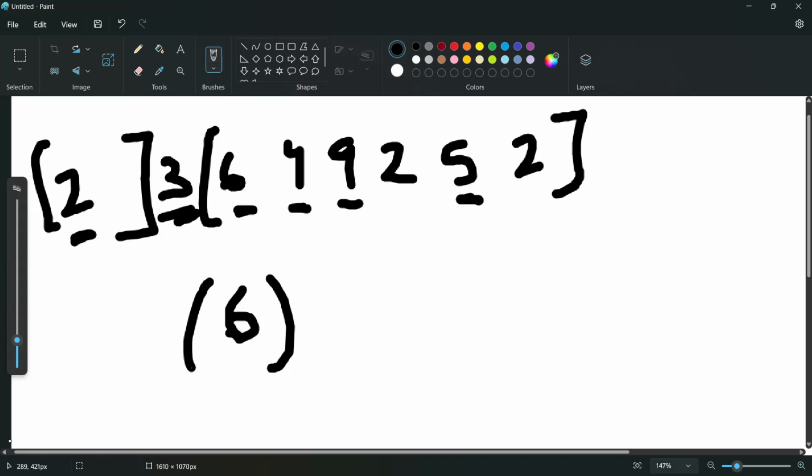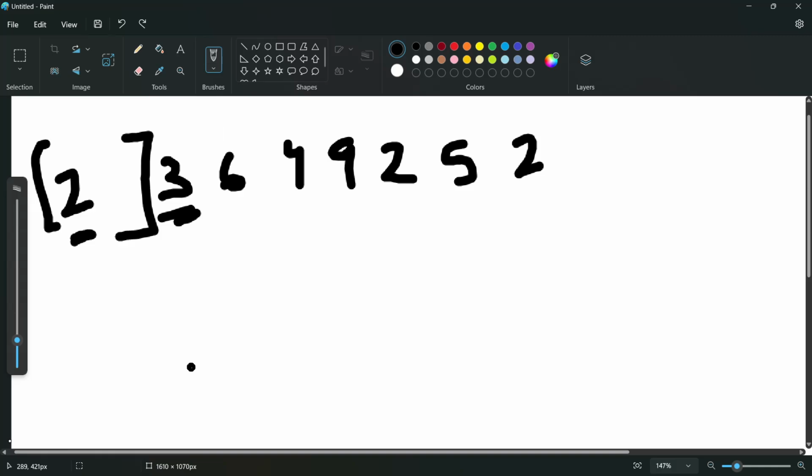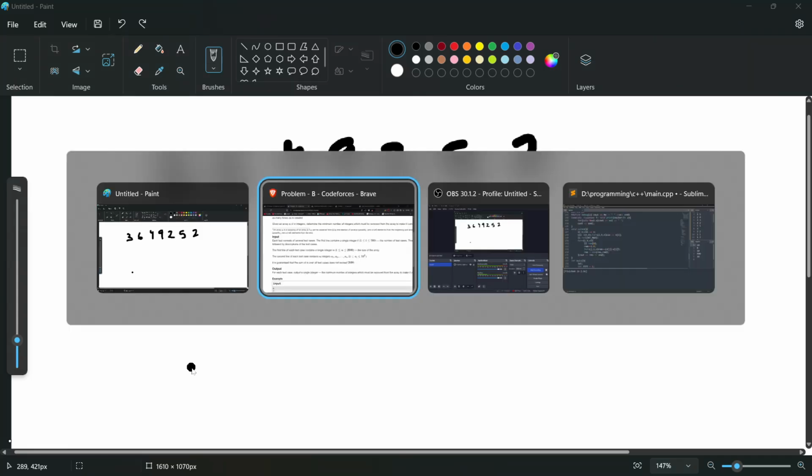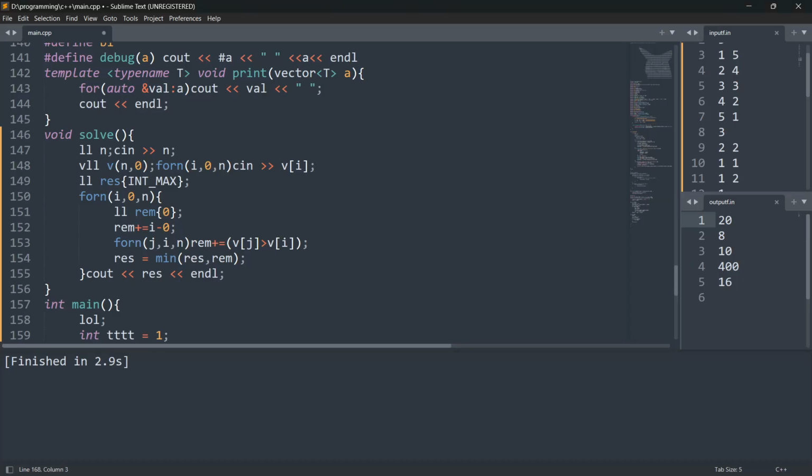This will be our algorithm, and for every index we have to see what is the minimum number of elements after removal of which the array becomes vulnerable. So the code for this looks something like this. We take how many elements are there in the array as input. We make a vector of size n. We use a for loop, and we take input for the vector's elements.